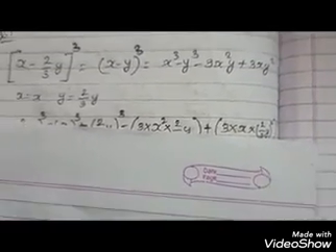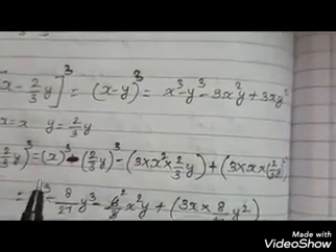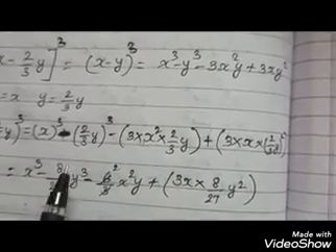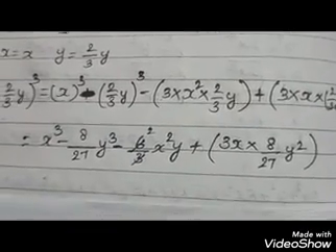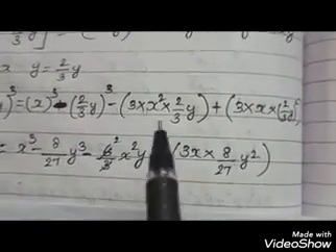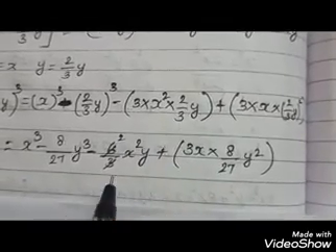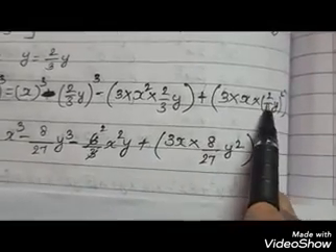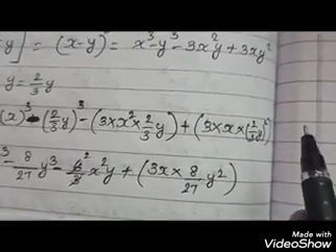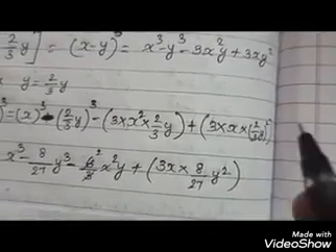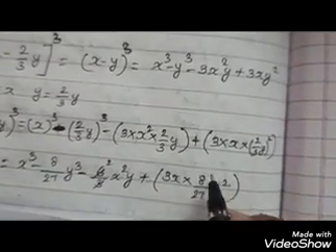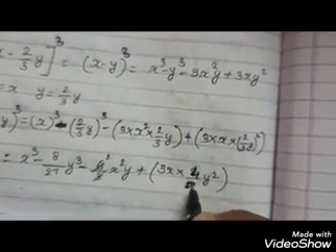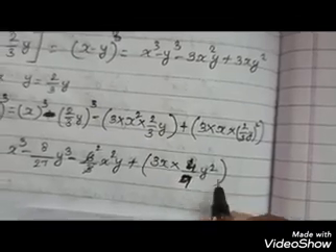Now one by one. x cube stays the same, and you cube the value of 2: 2 into 2 into 2 is 8, 3 threes are 9, 9 threes are 27, so y becomes y cube. Here 3 twos are 6 divided by 3, x square y. The same way here I need to square it: 2 twos are 4, 3 threes are 9, so it should be square only, 4 by 9 y square.